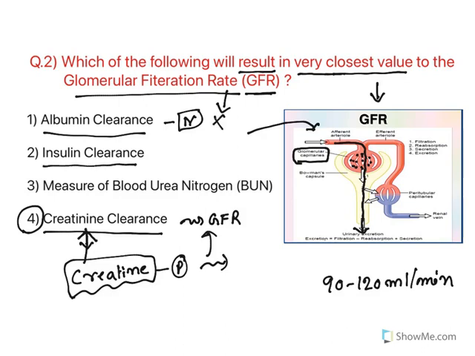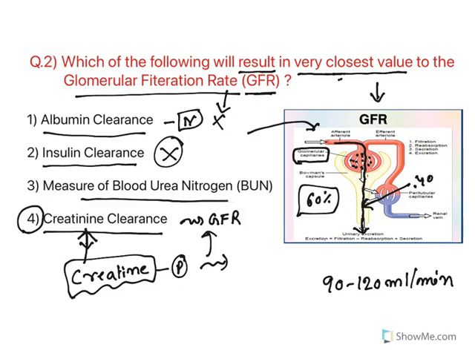Now, inulin clearance. Inulin will also get filtered, but 60% is filtered through glomerular filtration, whereas 40% will be secreted with the help of the peritubular capillaries. So only 60% is equated with GFR, so it cannot be considered for the closest value.